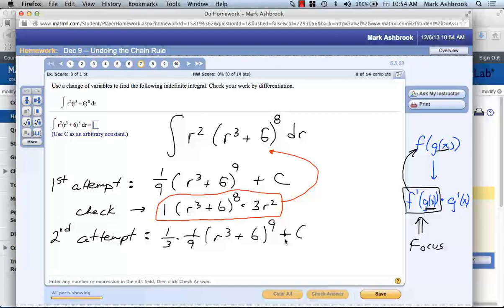And then if we want, we can check again. Or we can be confident we're not going to check. But if we checked, we'd have it, because that 1/3 and that 3 would be 1, and we'd have exactly what we started with if we took the derivative of this. So does this process make sense?